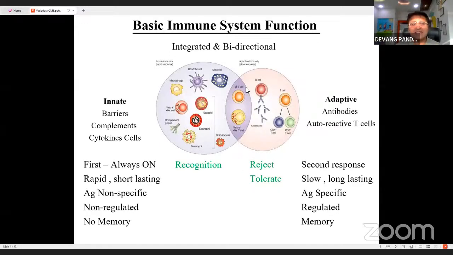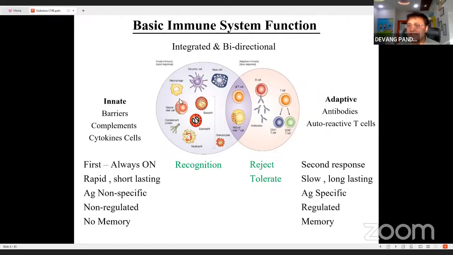Now, to understand this, we'll look at some basic immune system function. As we know, the immune system is divided into 2 parts: innate immunity and adaptive immunity. These are not really separate types of immunity, because both systems are integrated and bidirectional. Innate can send signals to adaptive, and adaptive can send signals to innate immunity. The basic components of the innate system are the physical or chemical barriers, the complement system, many cells, and cytokines.